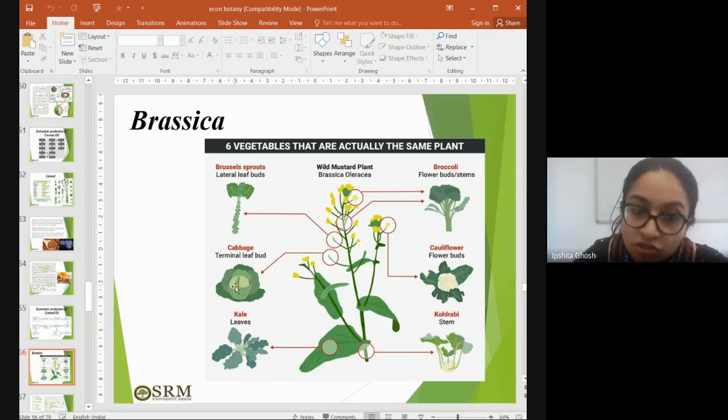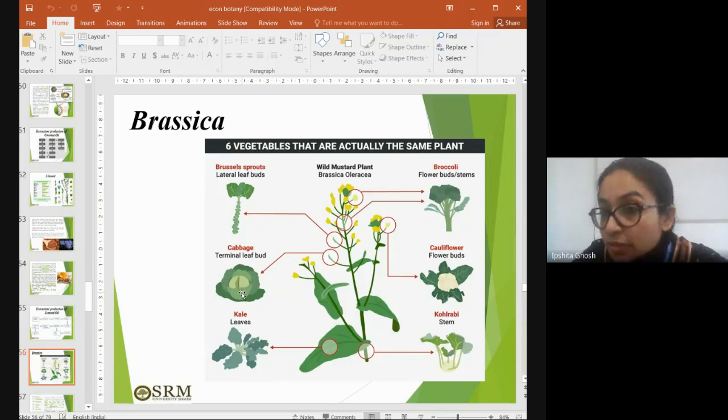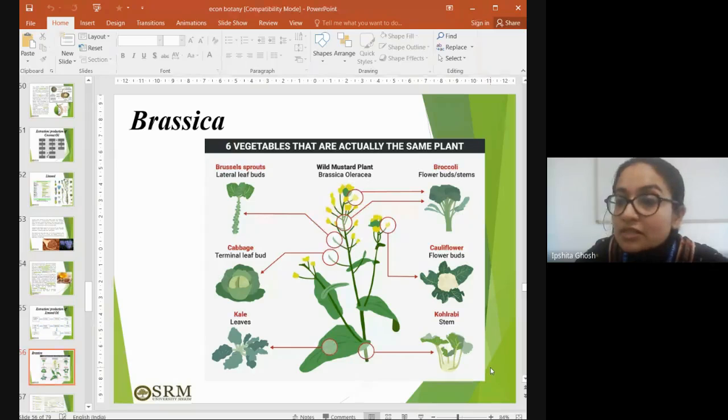Then there is cabbage, which is the terminal leaf bud of this plant. Then there are Brussels sprouts, which are the lateral buds. So each and every part of the plant is known by different names and eaten as a different vegetable. This is very important. You can see it is a multi-purpose plant. It is the mustard family, so it is easier for you to remember that way. The mustard family is basically Brassica. The genus is Brassica.